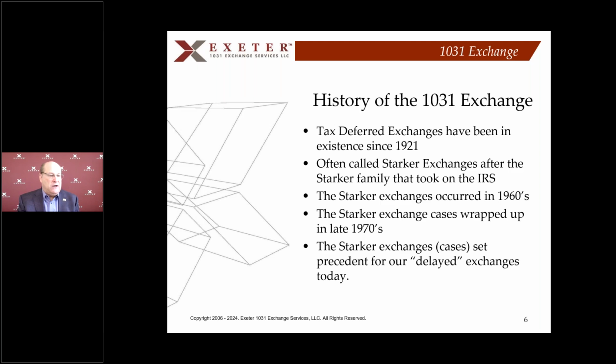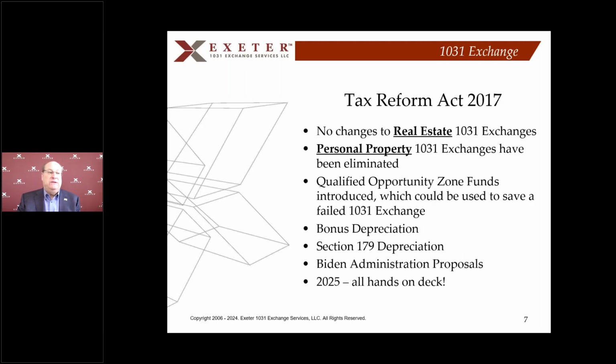The IRS, of course, audited the Starker family. They disallowed the 1031 exchange transactions that they did. The Starker family decided to fight that. The cases went all the way to tax court and were wrapped up in the late 1970s. And for the most part, they won on all issues except for 1 or 2. So the Starker family really set the precedent for today's delayed 1031 exchange. So that's why you'll hear people still today call it a Starker exchange. It's after the Starker family.